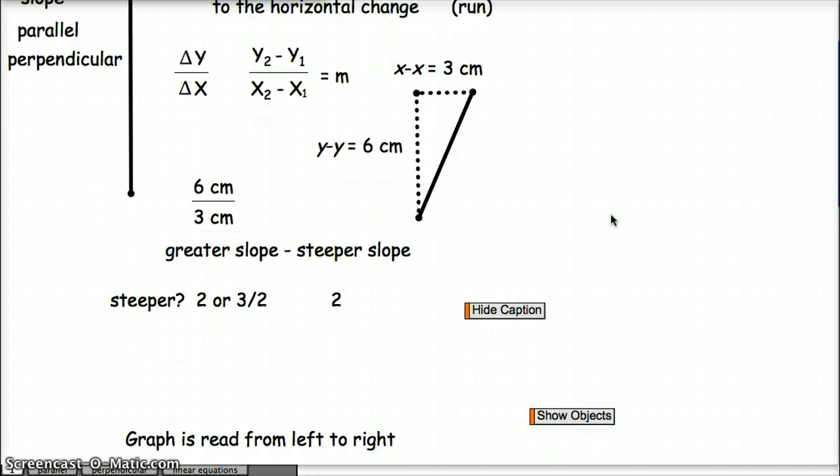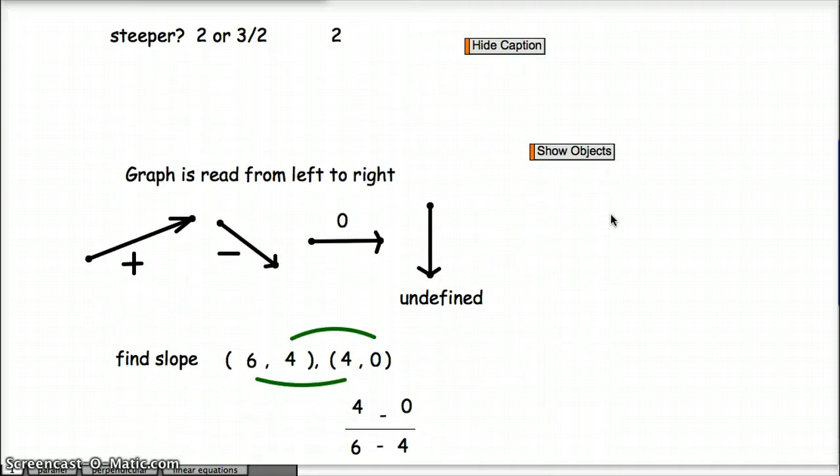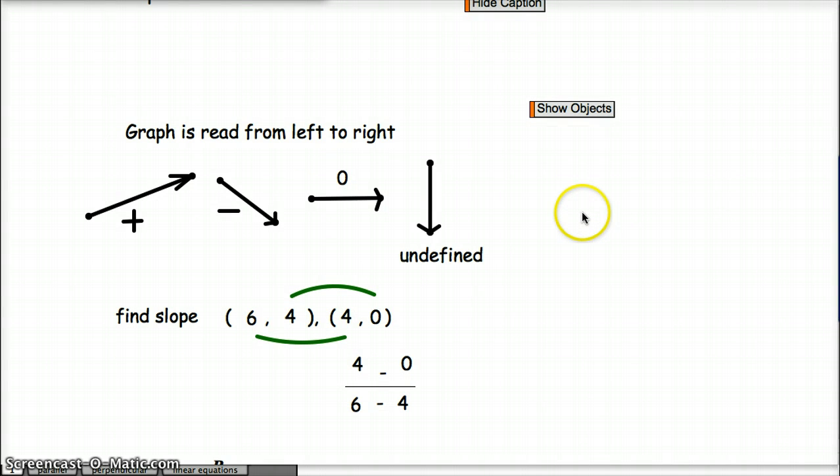So that's pretty self-explanatory. Another thing we want to look at when we analyze slope is that we read slopes from left to right, just like you're reading a book. From left to right, if the slope is going in the upward direction, then you have a positive slope. If it's going in the downward direction, you have a negative slope. If the line is horizontal, then you have a 0 slope. And if the line is vertical, then you have an undefined slope.